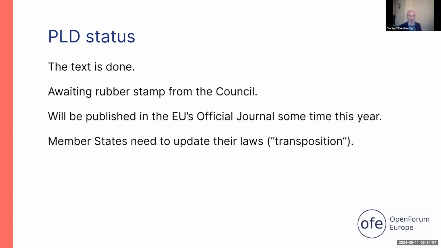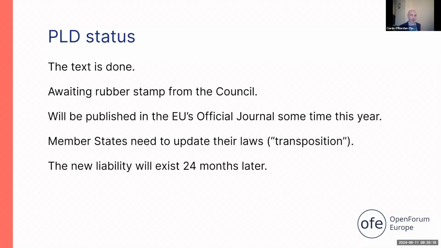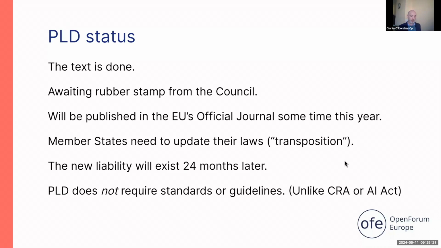And so this is just a difference between a directive and a regulation. A regulation applies directly. A directive requires that the text is transposed into national law. So the member states will have 24 months to put this into their national law, and at that stage, the liability that it creates will start being created.